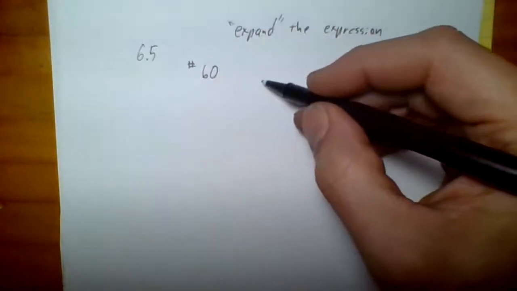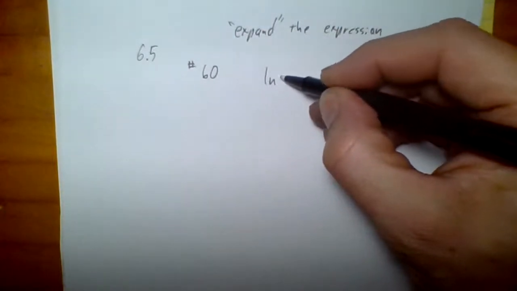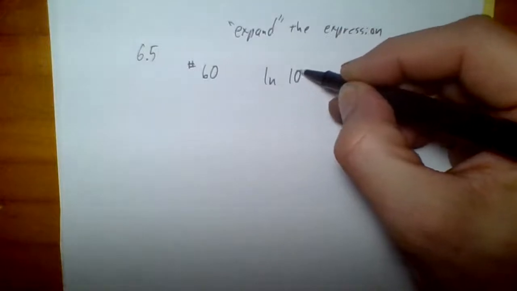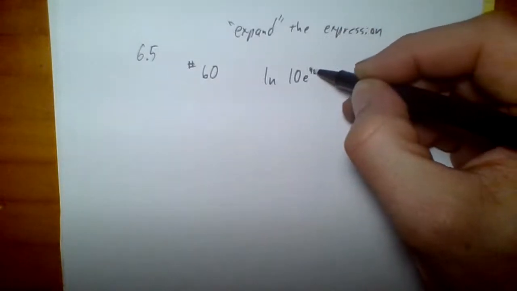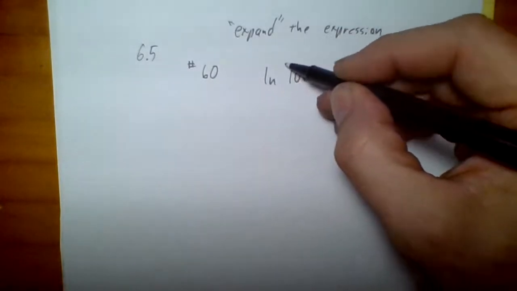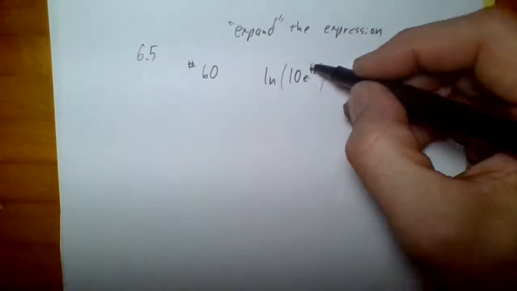So for number 60, it tells us to do natural log of 10e to the 4t. It's a good idea when you have any kind of log to use the container here. This is the input into your logarithm. It's not written that way in the book, but we want to be able to think of this the right way. All of that is the input into that logarithm function, and that's what we want to take apart.